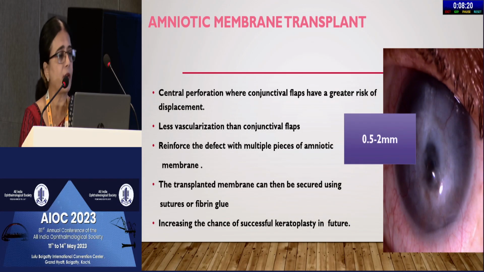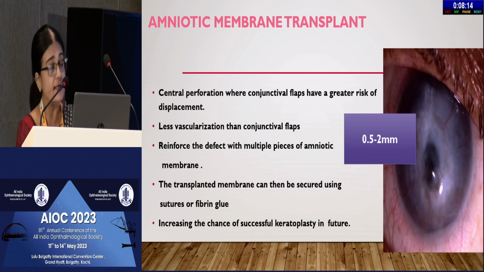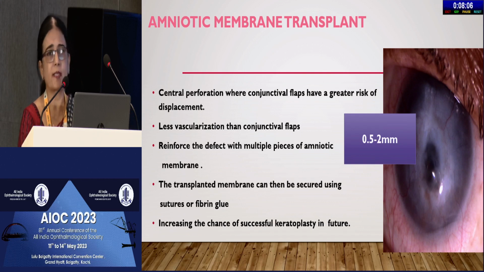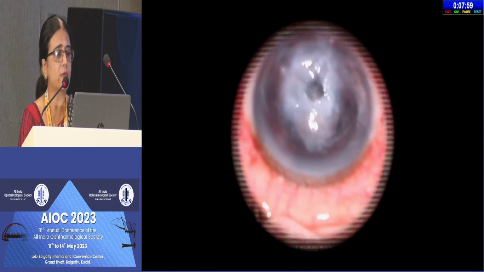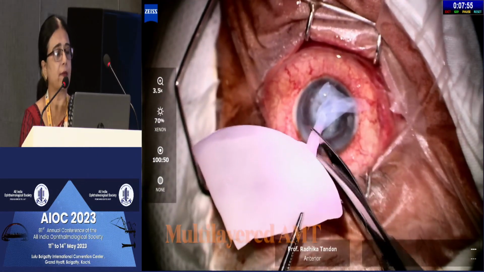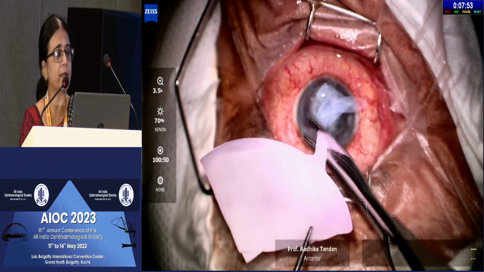Coming on to the amniotic membrane transplant, it is again a very good procedure, because this is a non-inflammatory tissue and it incites a minimum of vascularization. For central lesions or moderate sized perforations of about 2 millimeter, it can be very adequately managed by amniotic membrane transplant. This video is courtesy Professor Radhika Tandon. Here the multi-layered amniotic membrane transplant is used for closing the defect.